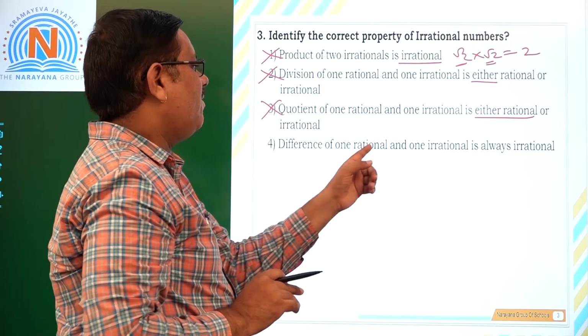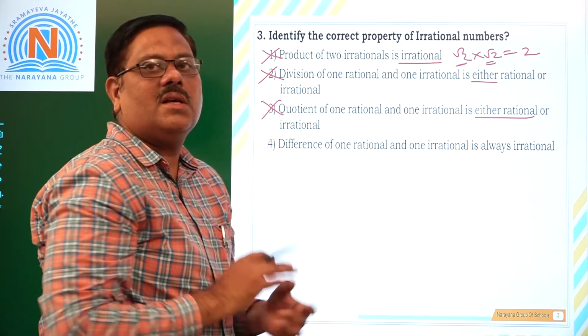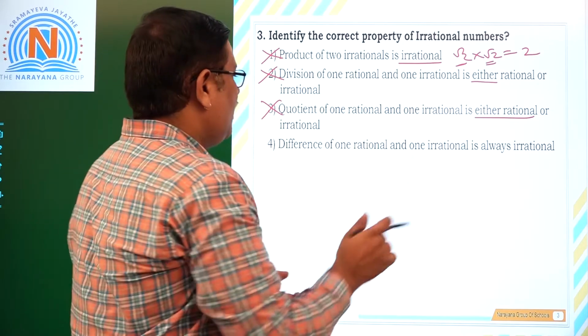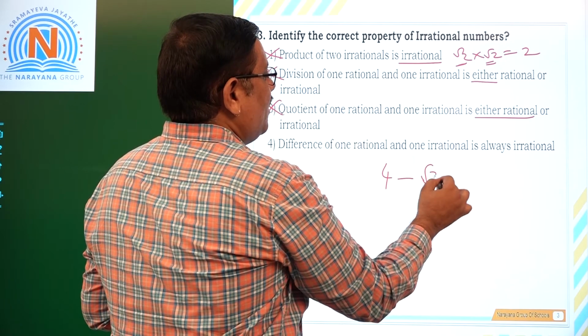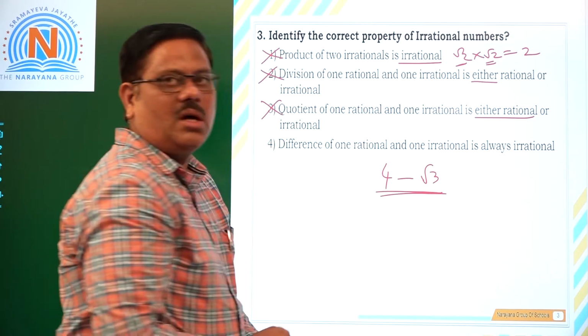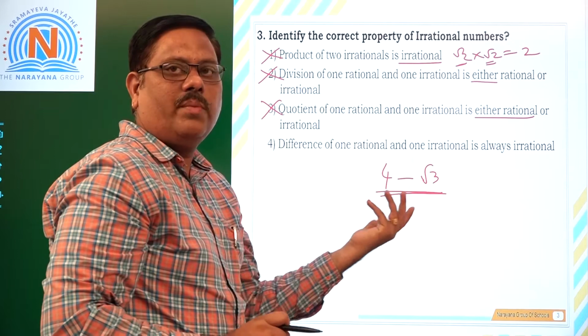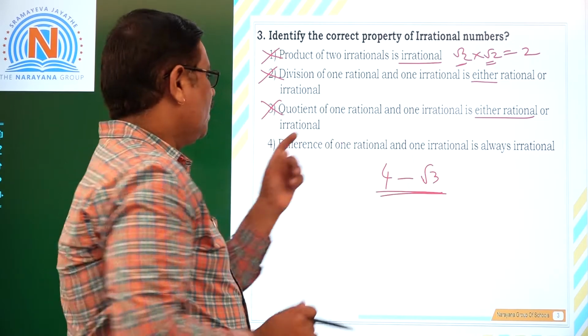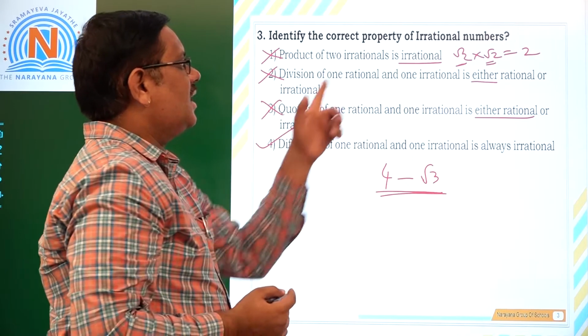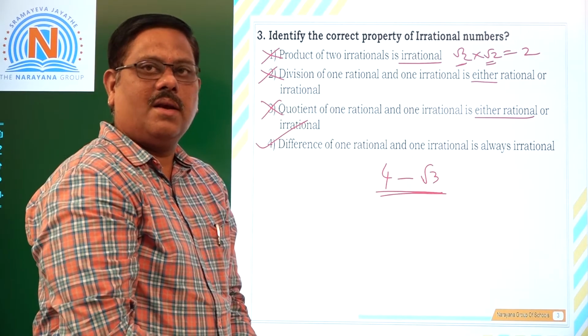Next, the difference of one rational and one irrational is always irrational. This is a correct statement, because if you take some rational number 4 minus root 3, it is an irrational number, that's all. We cannot further simplify it to make it rational. This is the only form of it, which is irrational. So the fourth statement is the correct property of irrational numbers.